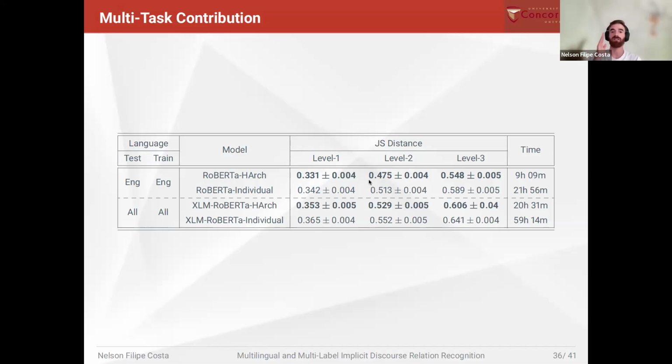Why? Because of the way the PDTB framework is structured, there's an implied relation between level 1, level 2, and level 3. And by doing a multitask prediction, we are able to encode this relation between the different levels, which leads to better results. It also saves us a lot of computational time, as we can see in this last column.